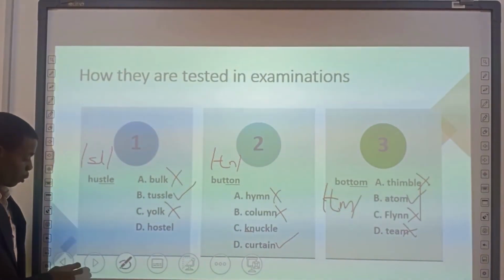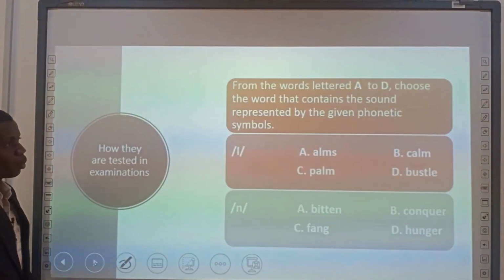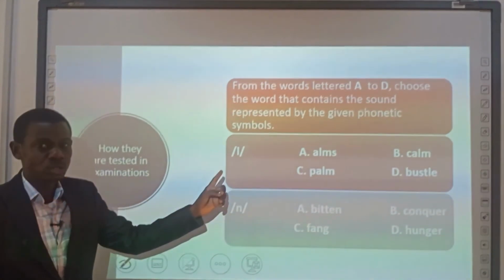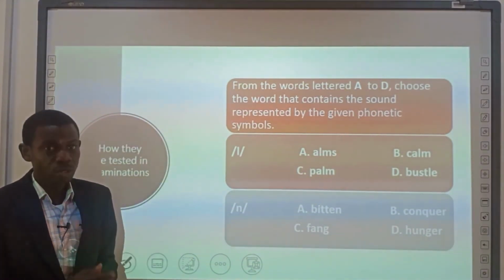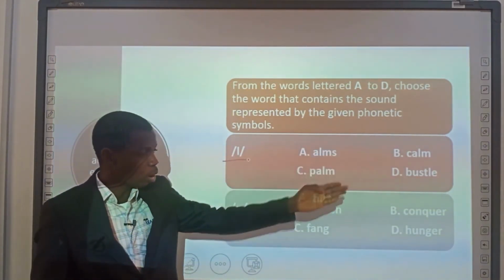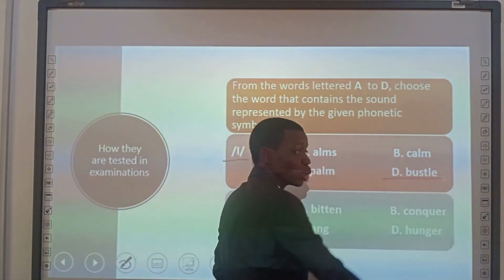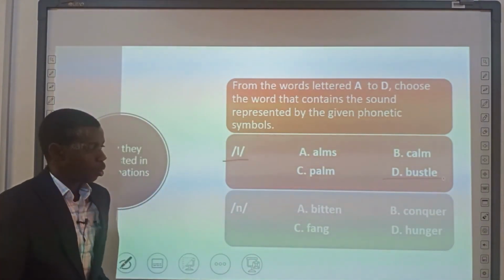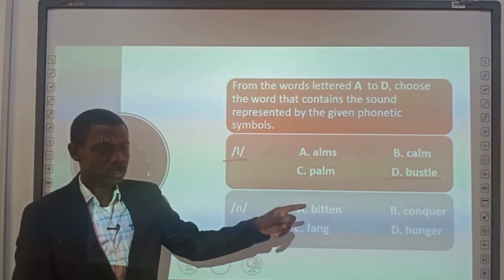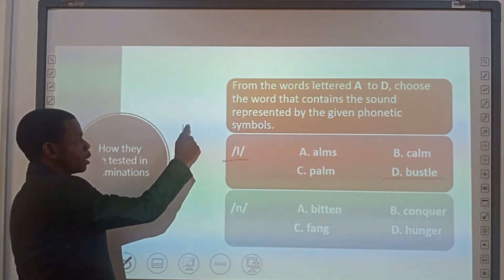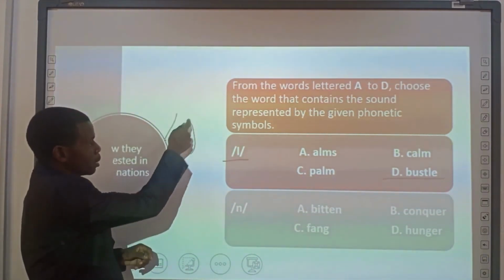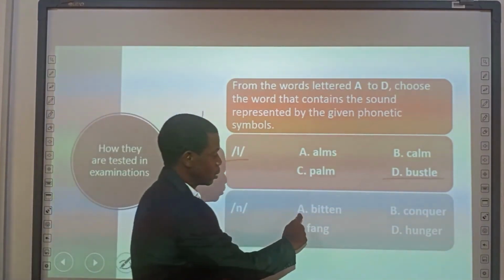And finally, let's move on to how it could be tested in another way. You could be asked to choose from the options here, and the sound will be given, not in the word. It will be given like this. So L, of course, is silent in all of them except D. So bustle is the right option. Then, you will agree with me that this is very tricky. Anytime N and G or N and K come together, the sound we have there is the velar nasal sound, this particular sound. So the only place we have it present is bitten.